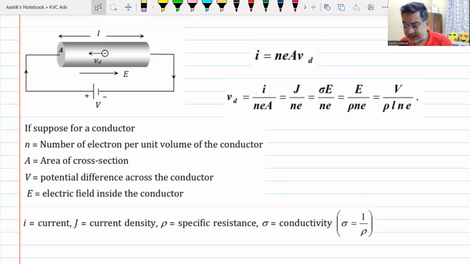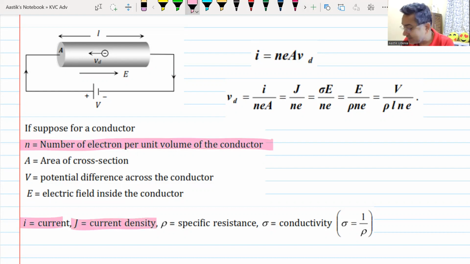Well, these are the relations that you must remember. As you can see, there is a battery of EMF or voltage V that creates an electric field E. The length of the conductor is L. Vd is the drift velocity, the velocity with which the electrons move. A is the cross-sectional area. n is the number of electrons per unit volume. Remember this. I is the current. J is current density. We have not seen this word, but we will see it just now.